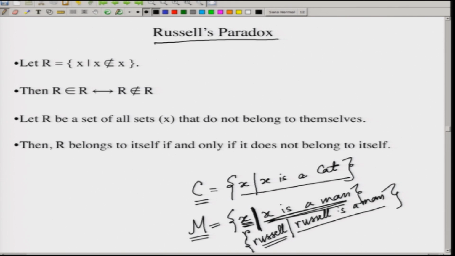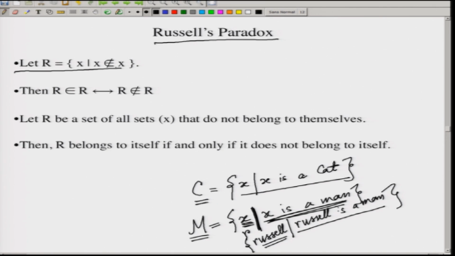So, this is how you could write a set before Russell came up with his great paradox. Now, what is Russell's paradox? Let R be the set of all x such that x does not belong to itself. So, R, remember, is a set of all sets that do not belong to themselves.